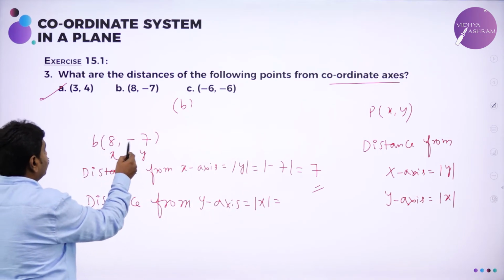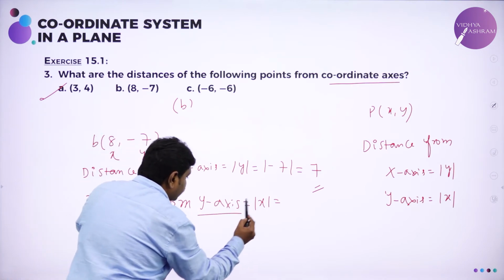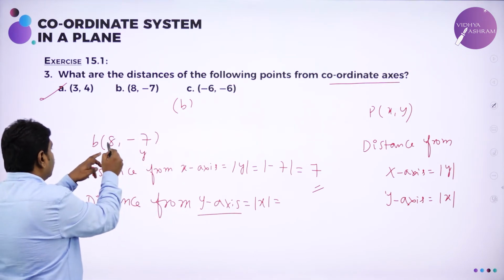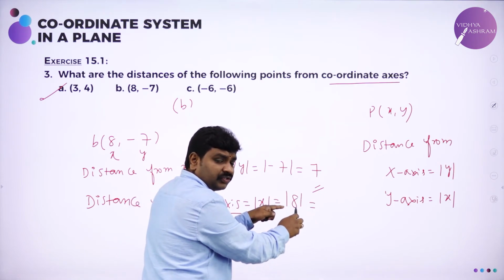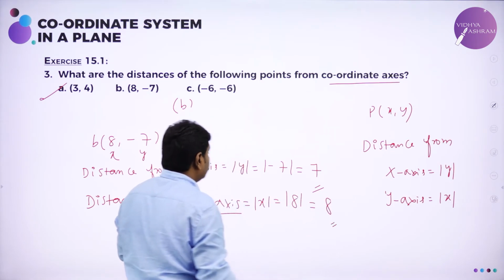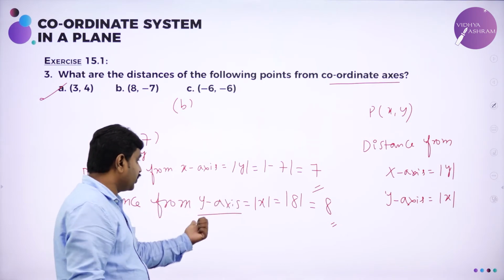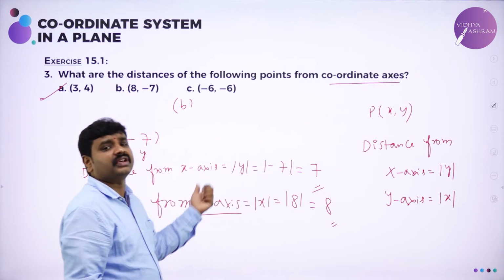Then the distance of the point from the y-axis is mod x. The x-coordinate is 8, modulus of 8. Modulus of a positive number is positive. So the point is 8 units from the y-axis and 7 units from the x-axis.